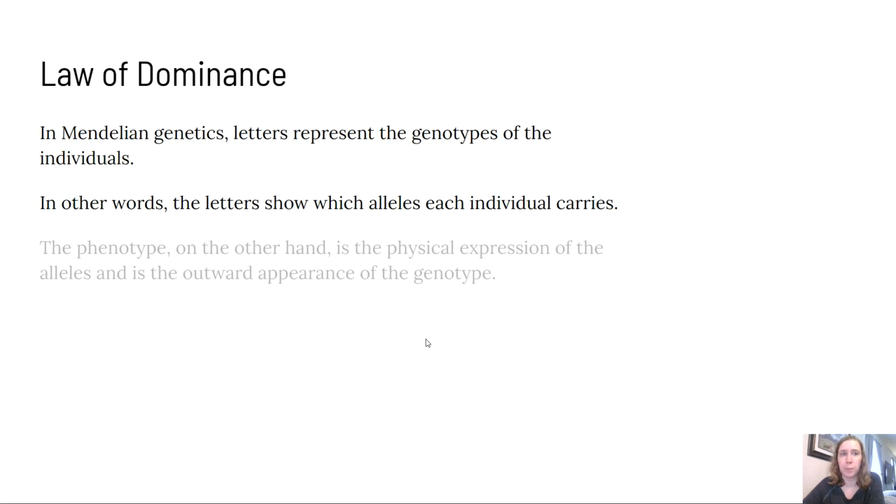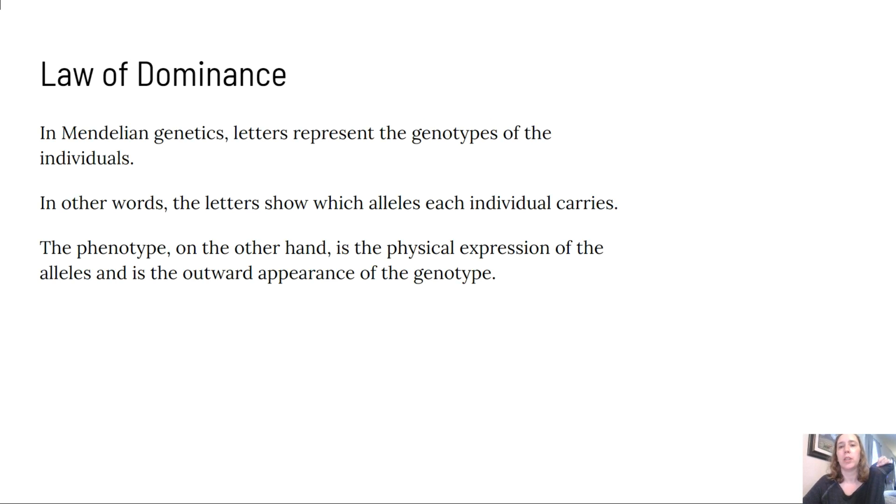Law of dominance. In Mendelian genetics, letters represent the genotypes of the individuals. In other words, the letters show which alleles each individual carries. One letter stands for one allele. The phenotype, on the other hand, is the physical expression of the alleles and is the outward appearance of the genotype.